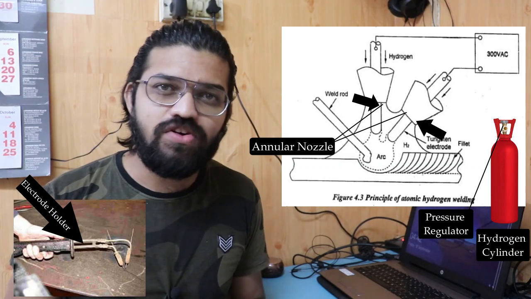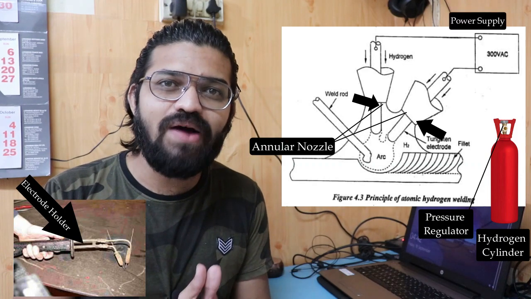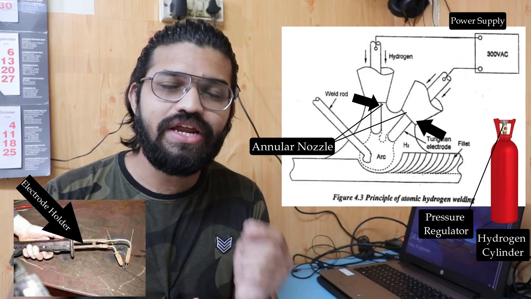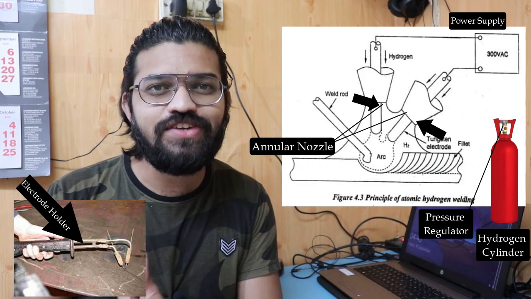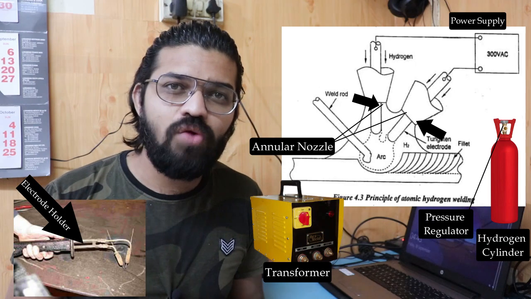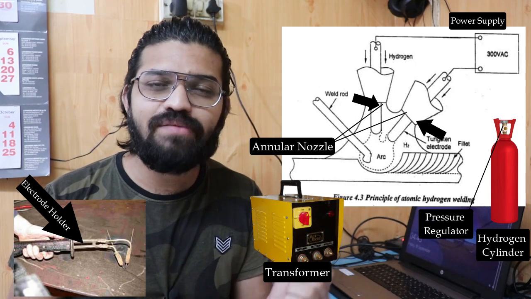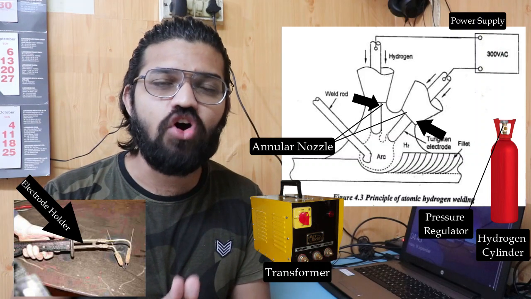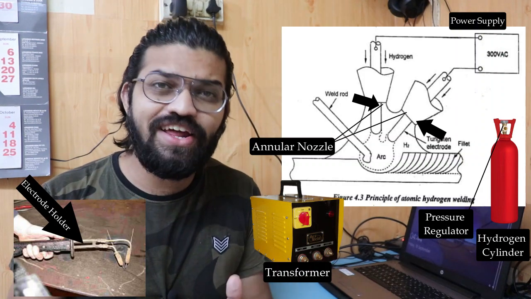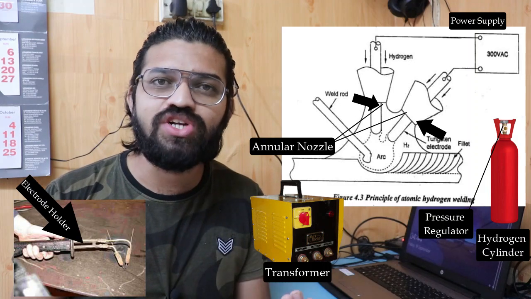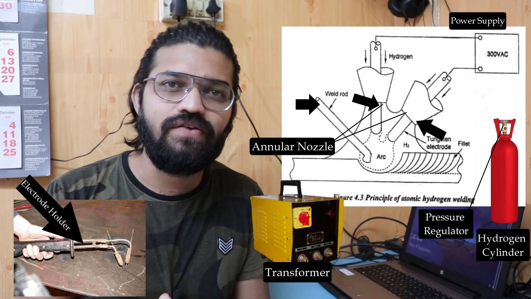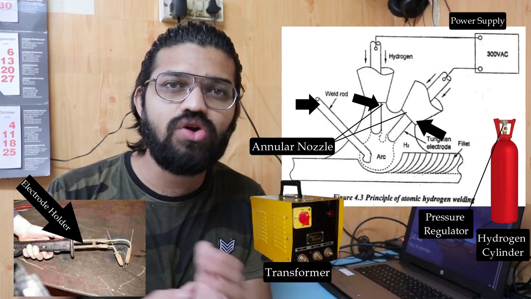We also need a power supply, that is a 300 volt AC power supply along with a controller. This power supply will be used to create a stable arc between the two tungsten electrodes. Also we need a transformer to produce the stable arc and to maintain it. The transformer needs to have an open circuit voltage of around 300 volts. Also the filler rod is required, which is completely optional. We may require the filler rod in certain cases, or else we can carry out this welding process without a filler rod.